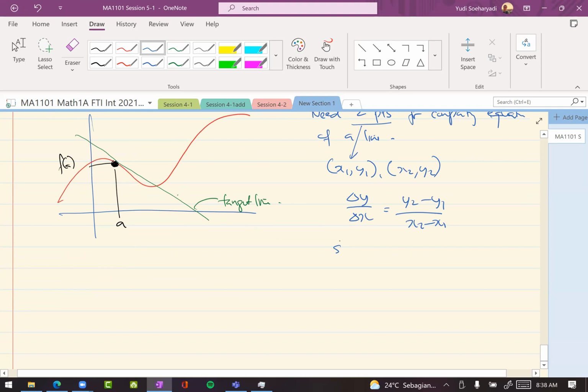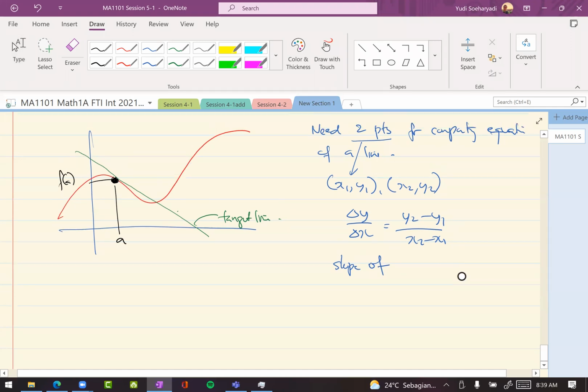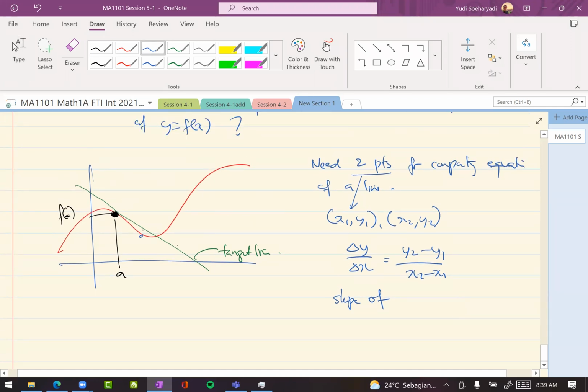This is the slope of, say this one and this one, of what I call the secant line, not a tangent. Okay.